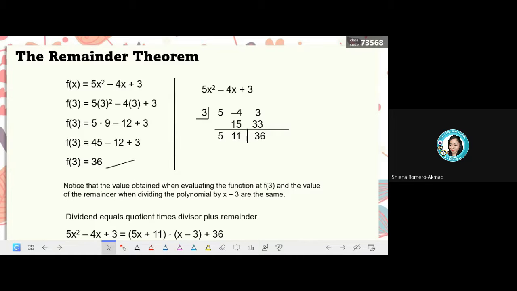Very good, Villamor. Very good, Hasis. Remainders theorem. It should be remainder theorem. Walang S, ha? Remainder theorem. Yung iba, nag-copy-paste na. Huwag mag-copy-paste. Very good, Villamor. Miraflor.